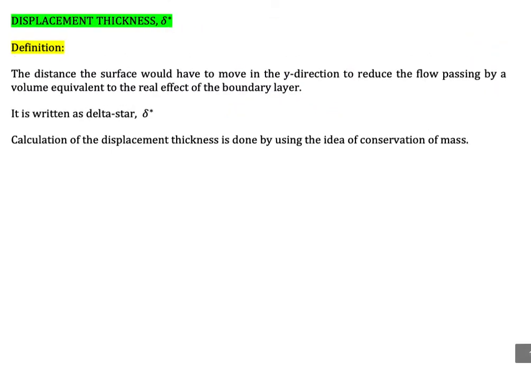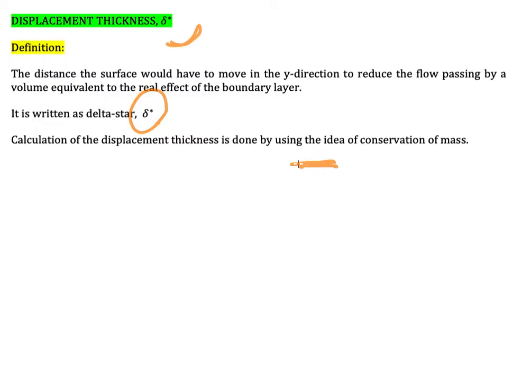And then we already discussed the displacement thickness. The definition is the distance the surface would have to move in the y direction to reduce the flow passing by a volume equivalent to the real effect of the boundary layer. The symbol is delta star. And why do we need to do this? Because we need to do some calculation.